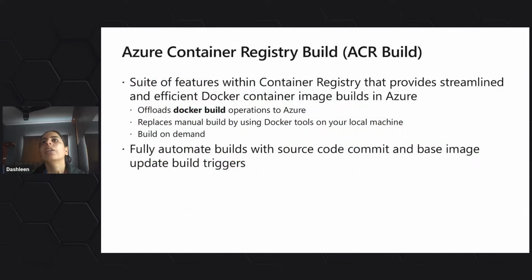Okay. Now, there is a suite of features with container registry. However, one feature is that it provides fully automated builds with the source code commit and base image update with build triggers. So, if we have developed a container image and deployed it, and later on we are making code changes to our container image, we can automate the trigger of the builds. Immediately, the changes will get built and start reflecting in the ACR as well.